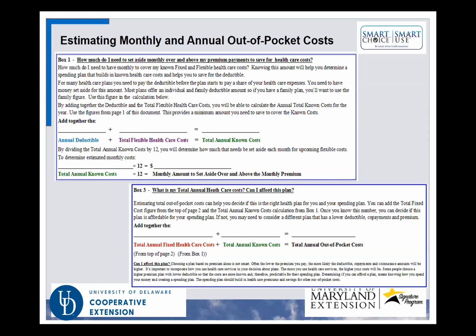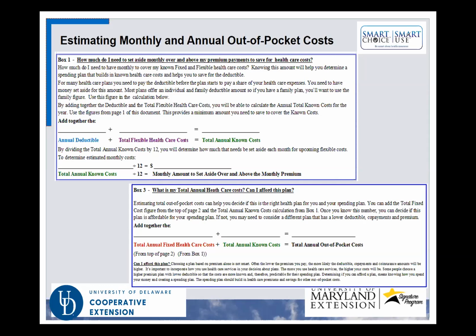So in this case, we're taking the annual deductible, adding it to the total flexible healthcare costs, and calling them the total annual known costs. You take that number and divide by 12, and then you get how much over and above the premiums Perry or yourself would need to be setting aside to cover what I would call the expected healthcare costs.